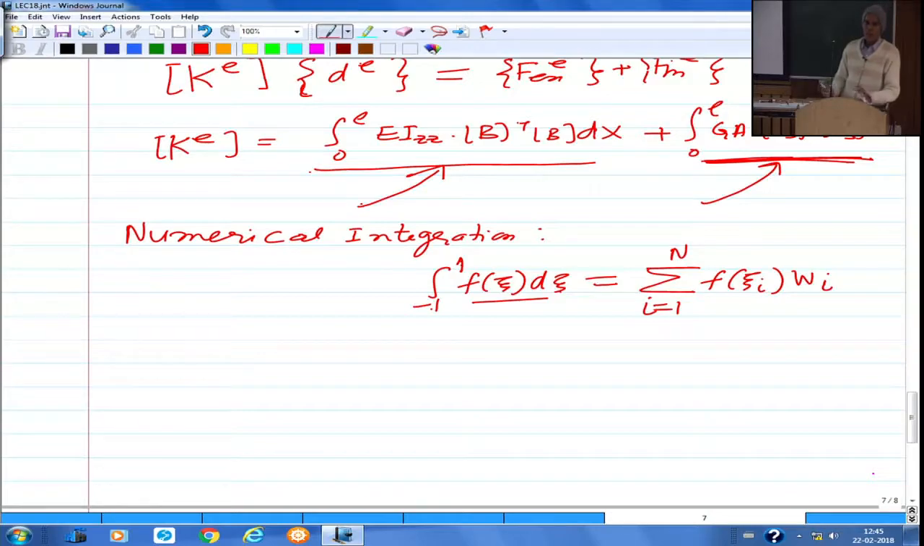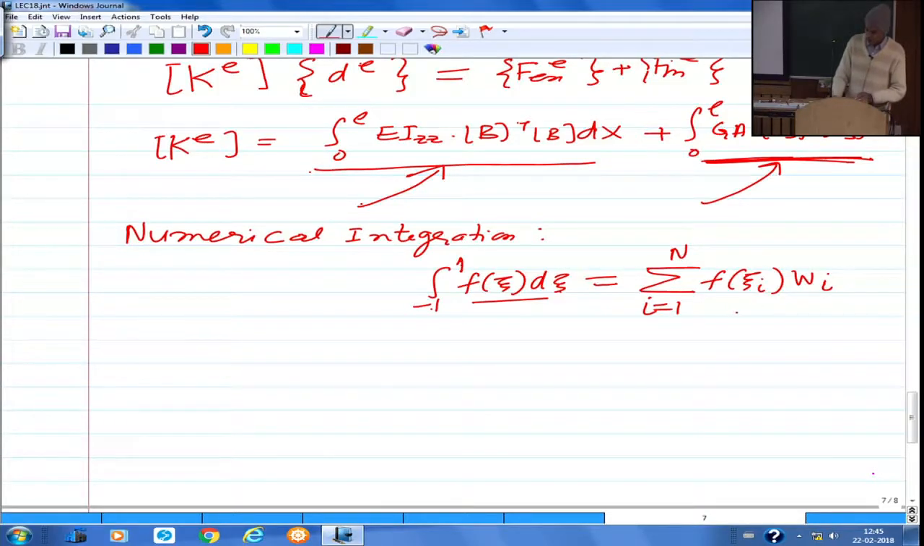So what you are doing is you are evaluating the function at n number of points, multiplying by a weight factor, summing them all together, and after the summation whatever you get is representing basically this integral. So this we call numerical integration.